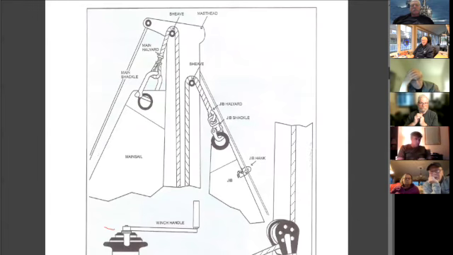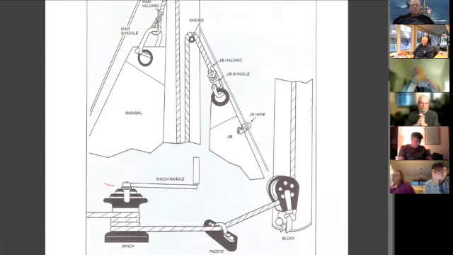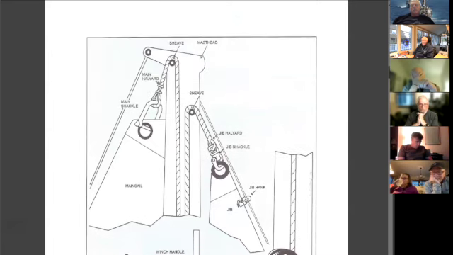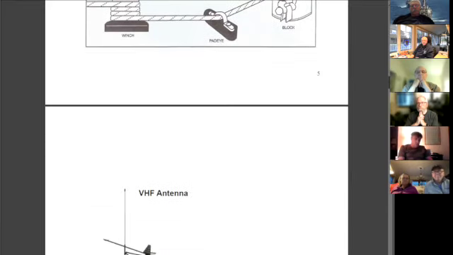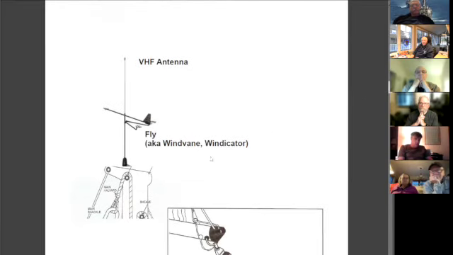And this is some of the hardware that you'll find on the jib. The main halyard, the jib halyard, the sheets, things like those are called running rigging. The shrouds, forestay, backstay, things like that, they don't move as you adjust the sails. They're called standing rigging. And some of the other things that you might find at the top of the mast are the VHF antenna, the fly, also known as a wind vane or windicator.